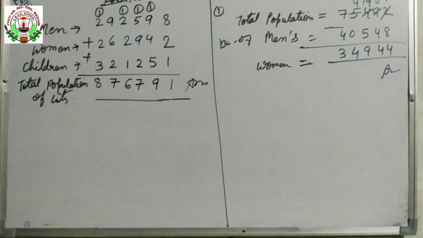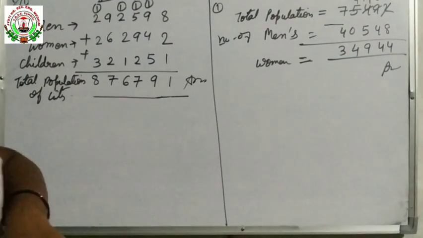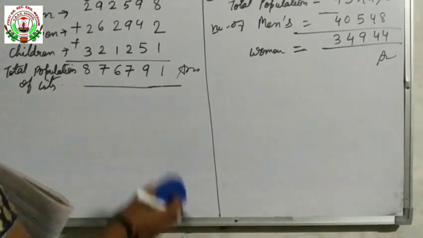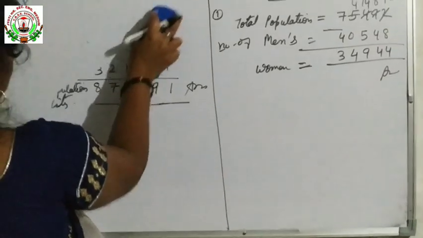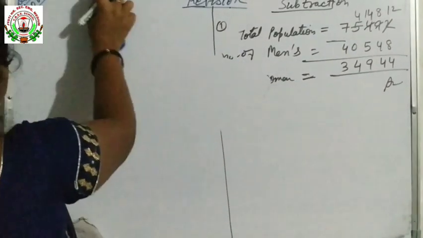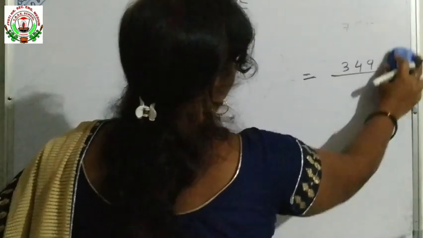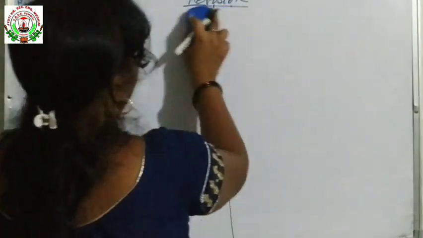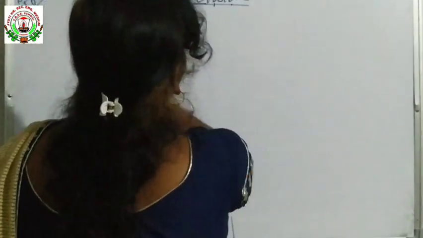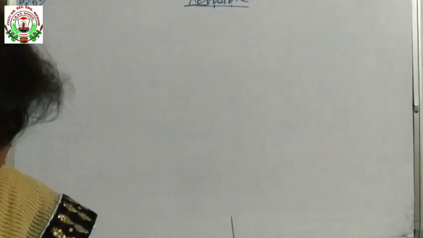Understood? Like this you will solve in exam time. Okay? Solve and give the answer and put the correct answer. Check it once again, then you will put, take your time properly and solve correctly. Next we will see multiplication.